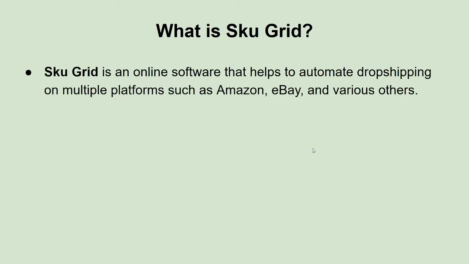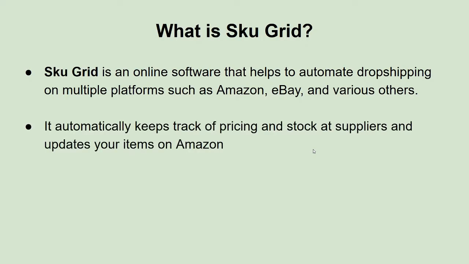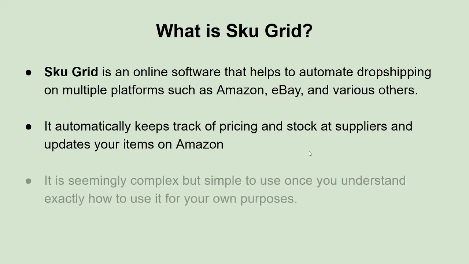And before I get into actual Sku Grid training, in this video I'd like to talk a bit about what Sku Grid is and why you should be using it. Number one, Sku Grid is an online software that helps to automate your dropshipping processes, and it works with multiple platforms such as Amazon, eBay, and various others as well. It automatically will keep track of your prices and your stock at your suppliers, and then it will automatically update the price and the stock of your items onto Amazon.